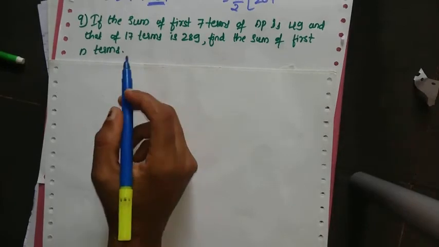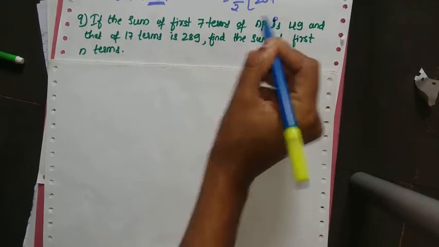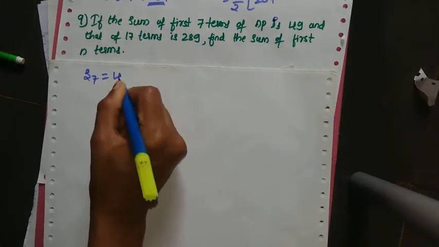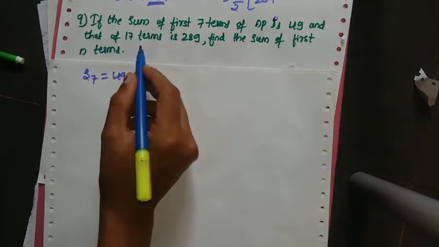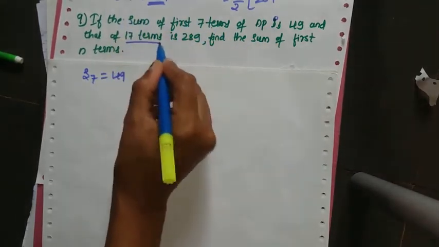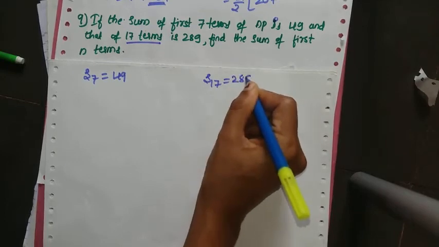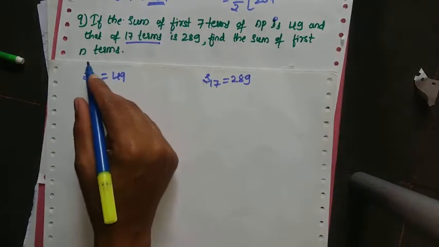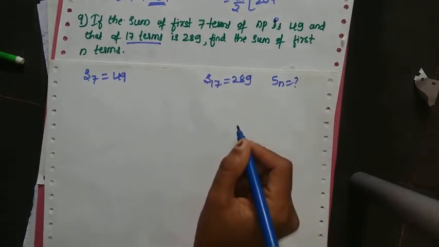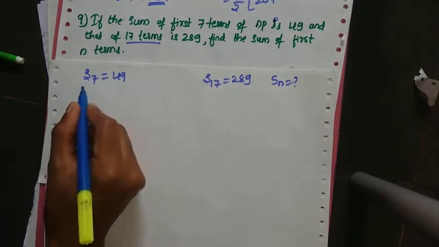Here the ninth question is: if the sum of first 7 terms of an AP is 49, that is S7 is 49, and that of 17 terms is 289, that is S17 is equal to 289, find the sum of first n terms. Sum of first n terms means Sn. We need to find this. To find this, we need the first term and common difference.